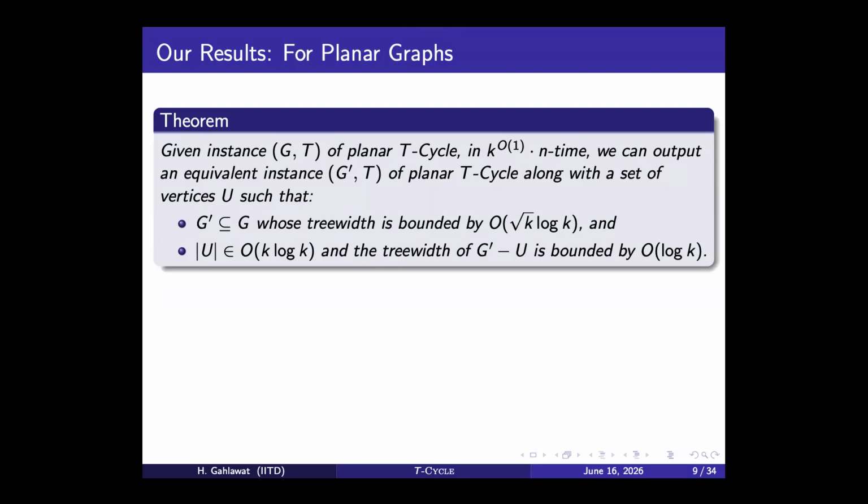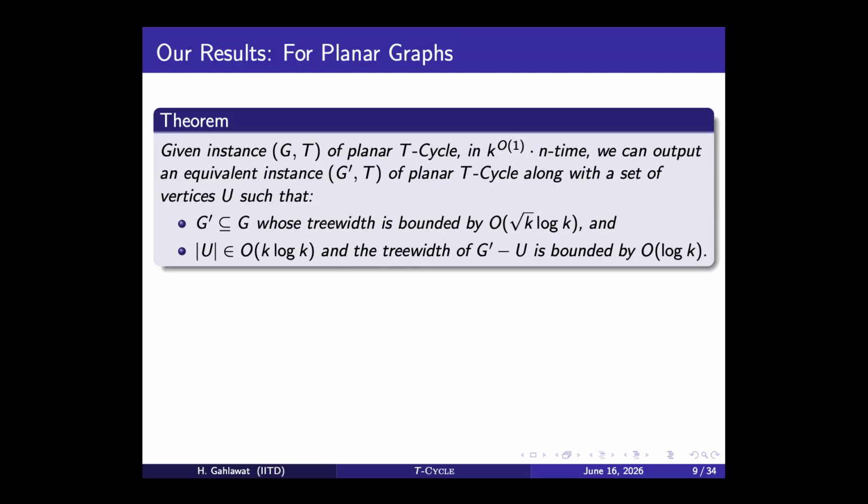So we backtracked a bit and we came back to planar graphs. After working a lot, this is our core result about planar graphs. This captures the combinatorial aspect, and all of our algorithms follow from this result. If we are given an instance of a planar graph, where G is a planar graph and T is a set of terminals, in linear time, linear in n, we can output an equivalent instance, G prime comma T. T doesn't change, and G prime is a subgraph of the original graph. So we take an instance, we get a subgraph such that the treewidth of this subgraph is bounded by square root of k log k.